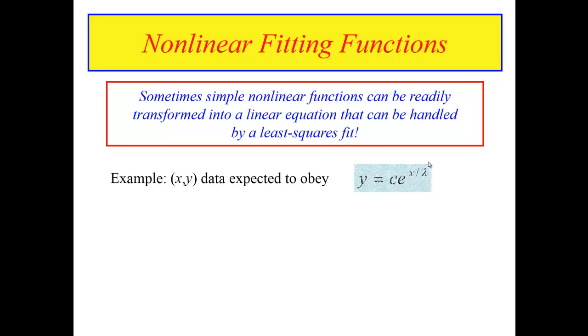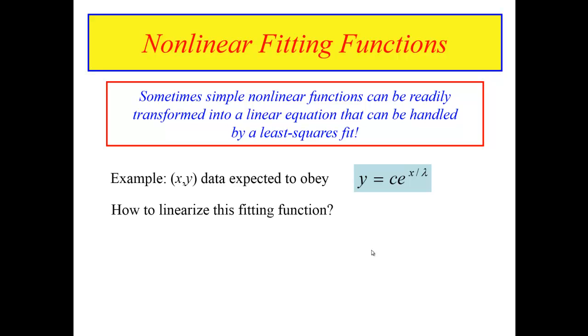So here's an example. What if we have a set of xy data that we've measured, and they are expected to obey this sort of exponential function that we have seen in many cases in physics and engineering applications? So there's a constant c, and then the other constant is lambda, which appears in the denominator of the exponent. So we would like to find the values of c and lambda and their uncertainties that provide the best fit to the measured data. And here, clearly, the lambda is not a linear term because it doesn't appear as a simple multiplicative constant outside of the function, the way that the c does.